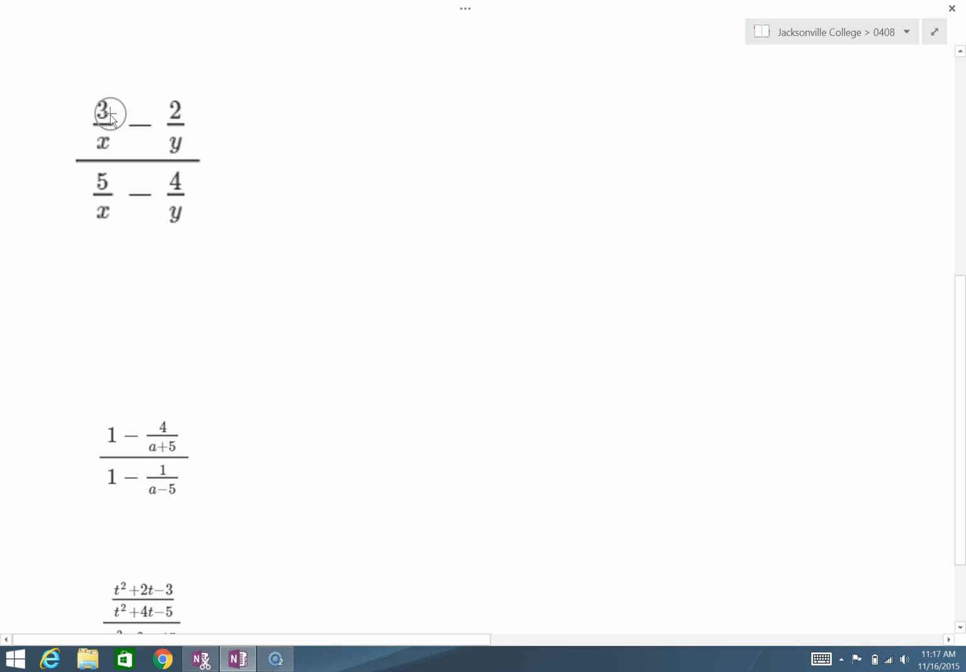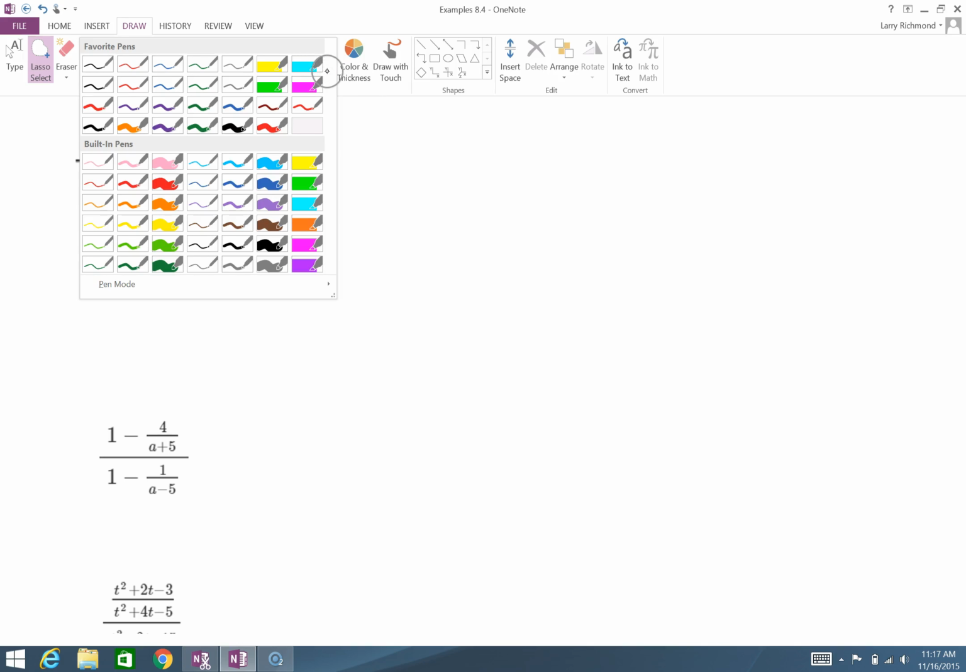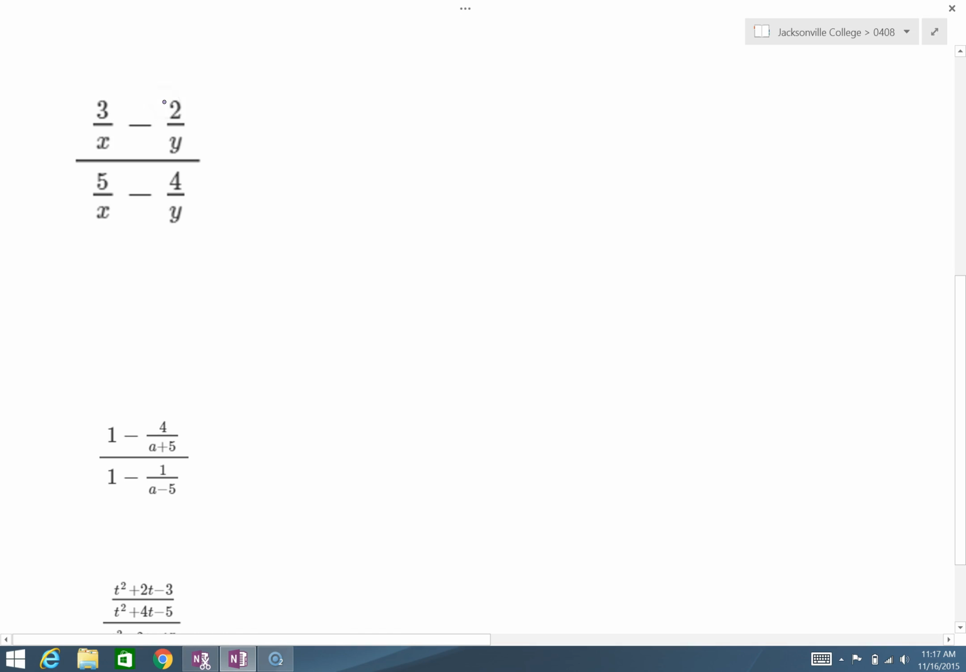All right. Complex fraction where both the numerator and the denominator are fractions themselves with a subtraction. So we're going to have to find a couple of common denominators here. Looking only at the two fractions in our numerator, we have 3 over x minus 2 over y. We need to find a common denominator here. Well, this one has an x, this one has a y, thus my common denominator is an xy.